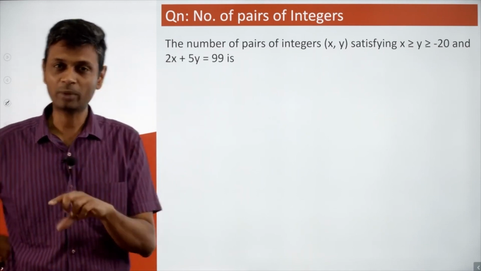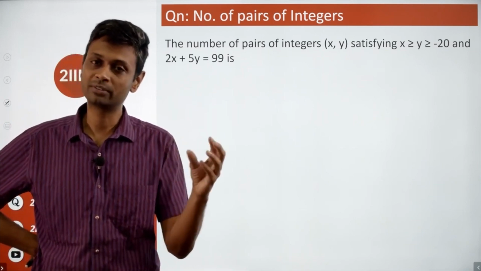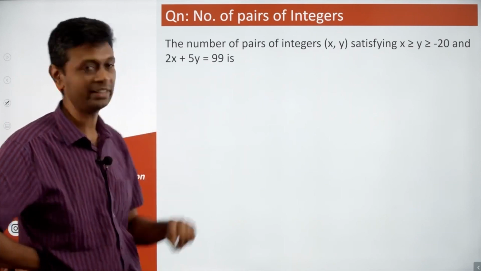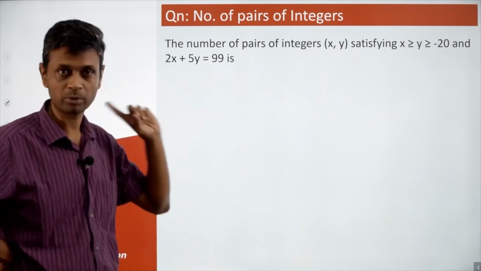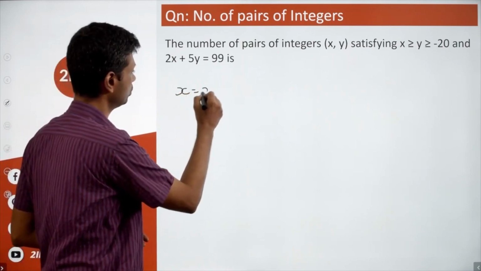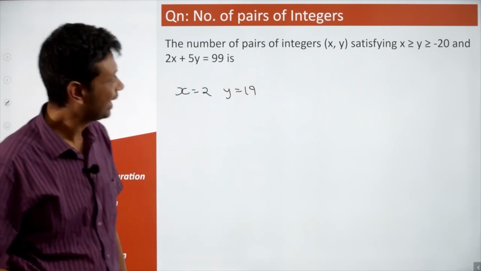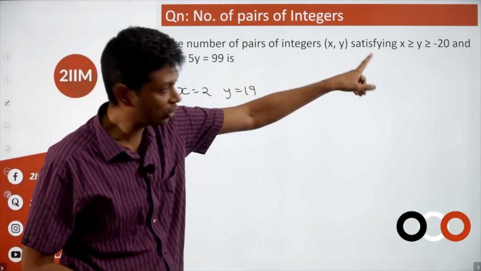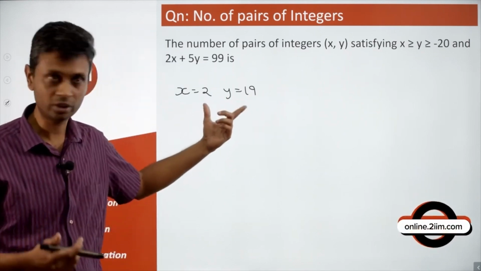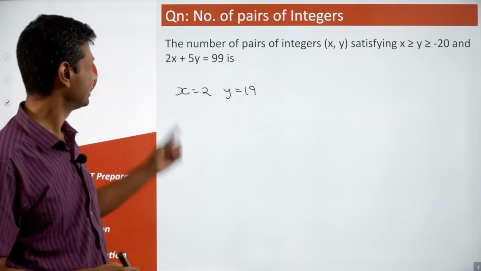So if from 99 you subtract an even number, you'll get an odd number. Find an odd multiple of 5. The best case I can think of is when y is 19, 95 comes about. So the one solution that I can think of is x equal to 2, y equal to 19. This works. Fine. X greater than or equal to y greater than or equal to minus 20. We can't count this. Fine. This is not a right solution. X is 2, y is 19, does not work for us. Fine. But this is one solution.